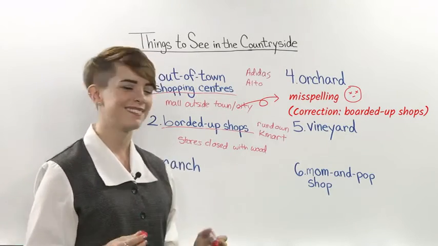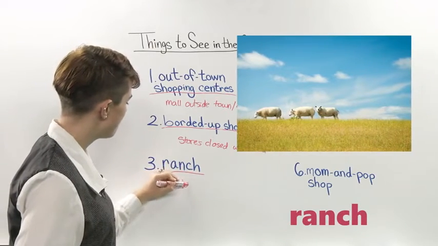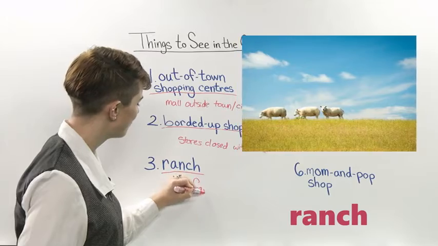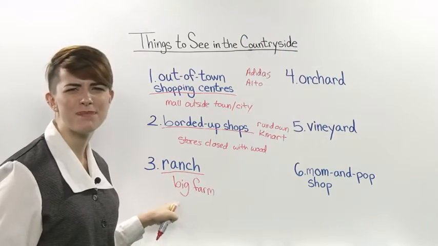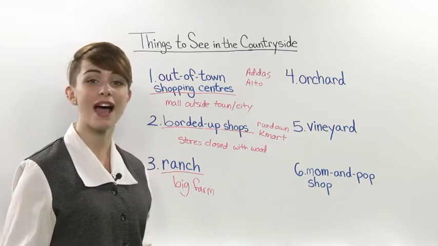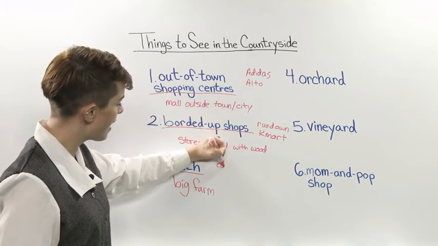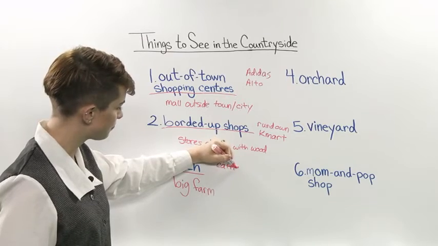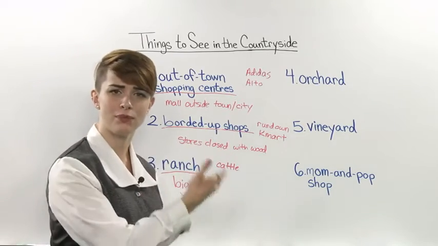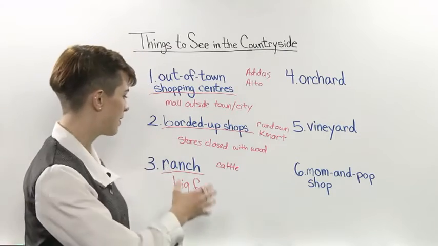Next on our list, we have the word ranch. A ranch is a big farm. This big farm is used for animals. If you have a lot of cows on a ranch, you call that a cattle ranch. You can use cattle ranches to make meat, to make milk, or what have you with cows.